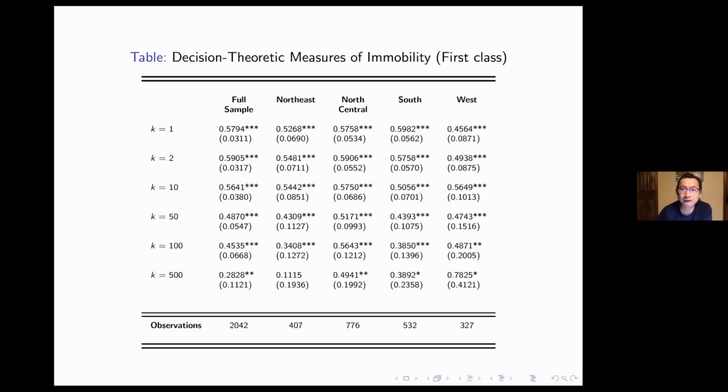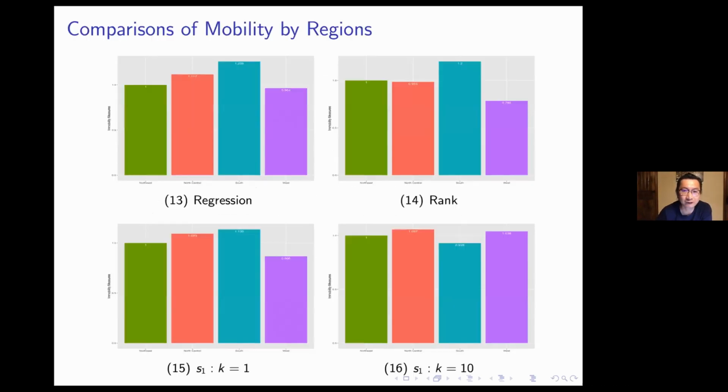And let's look at this. Let me look at the graph. That would be easier. So I chose this graph showing the comparison between regression, rank regression, and also our measures using different degrees of aversion. And you can immediately see that when the inequality aversion parameter is 1, it actually shows a very similar pattern to the regression and rank regression. But when you increase the inequality aversion, meaning that you place more weight on individuals in the lower rank, then you can immediately see some change in the patterns.